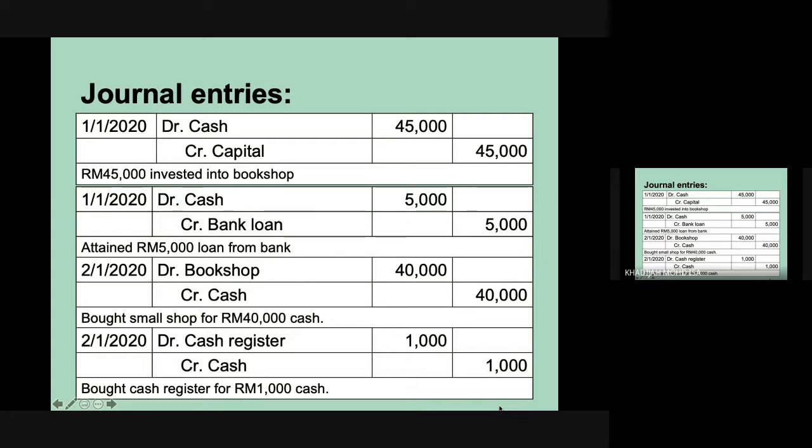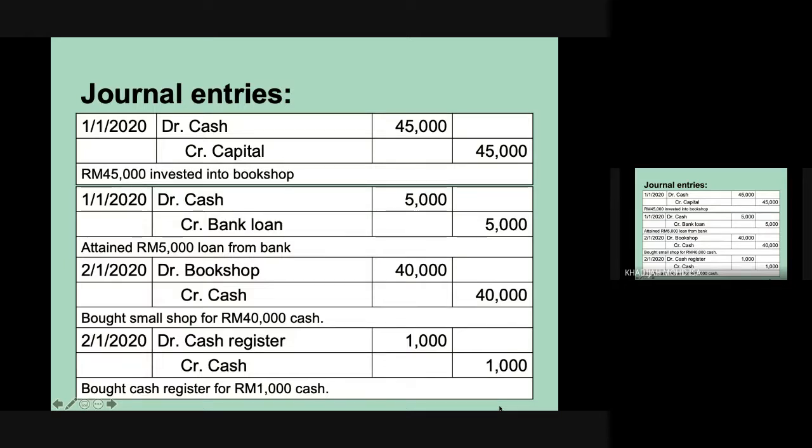Similarly, when you buy a bookshop, right? You buy a bookshop for 40,000. Initially you don't have any shop, but now you have a shop. So that's how you say there's an increase, right? And bookshop is an asset. So because there is an increase in asset, that's why you debit your bookshop, right?